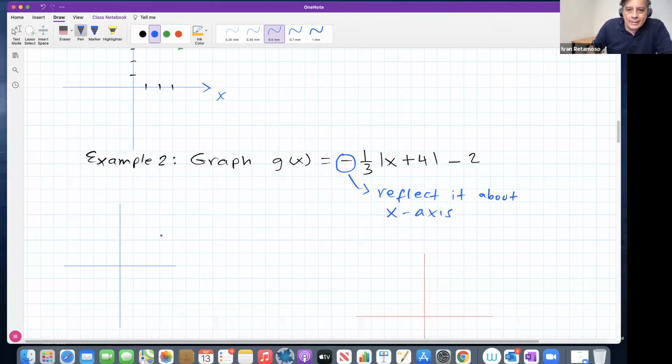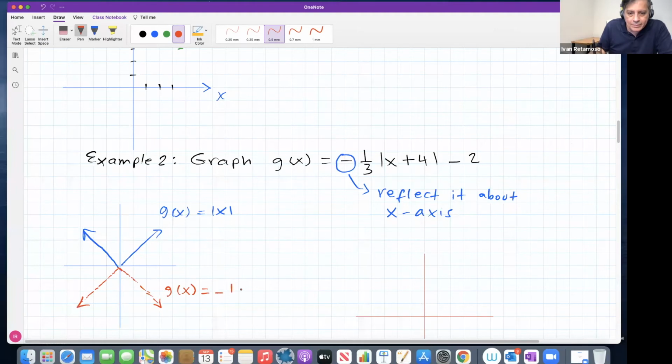So if you start as usual with your parent function here, g of x equals absolute value of x, this negative sign is telling you that you have to take the reflection. You have to do this now. Reflection: whatever is positive becomes negative, whatever is negative becomes positive. So this is what we have to start with.